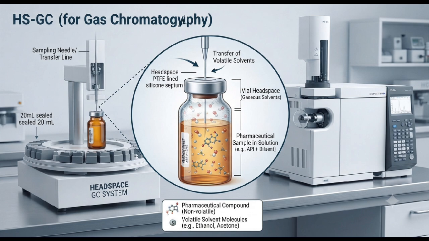In headspace analysis, the sample is placed into a sealed vial and heated under controlled conditions. Volatile solvents partition between the sample matrix and the gas phase above the sample, known as the headspace. A portion of this headspace gas is then injected into the gas chromatograph for analysis.